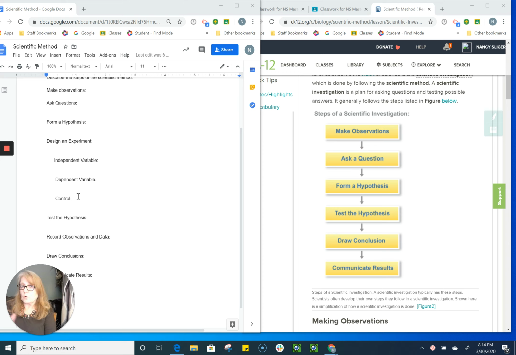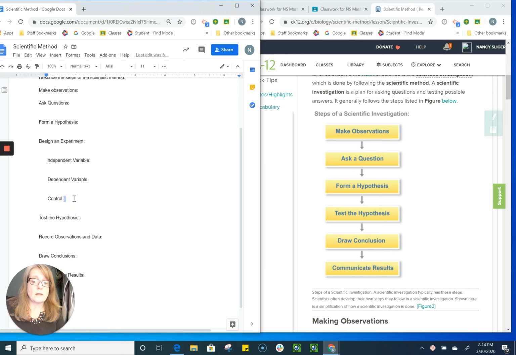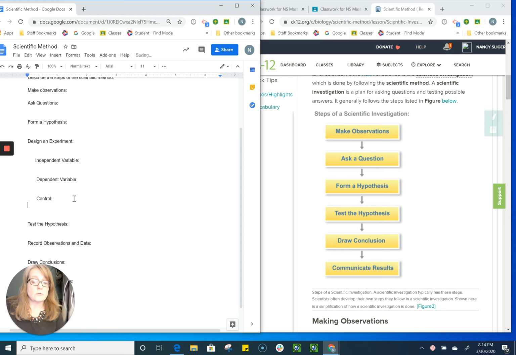And then some experiments will have what's called a control. It's kind of like what normally happens, what you can compare the experimental factor to see if it makes a difference. And something else I don't have in here. Let me add another term here. There are some things that we call constants.